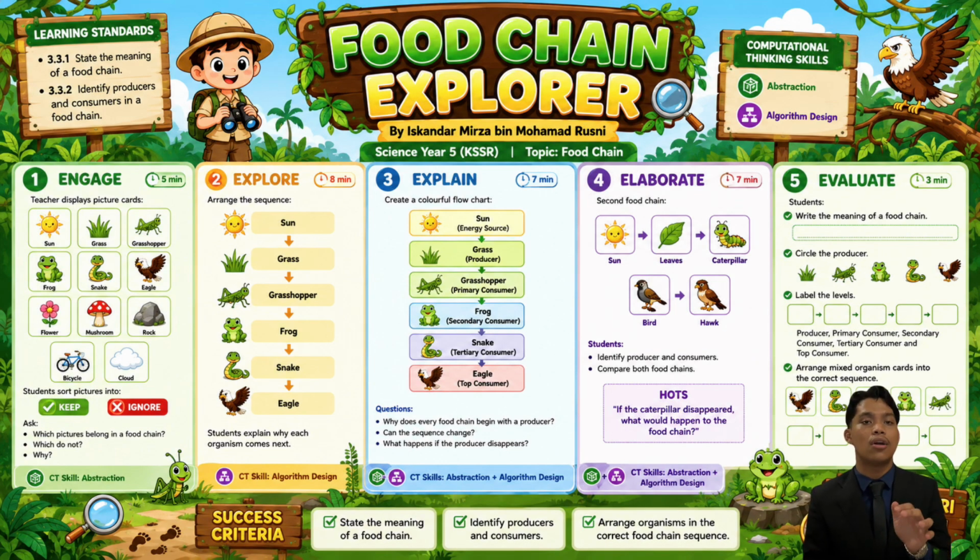They do not need to focus on irrelevant information such as the color, size, or habitat of the organism. By filtering out unnecessary details, pupils are able to understand the key scientific concept more clearly and effectively. This reduces cognitive load and helps students concentrate on the learning objective. The second computational thinking skill is algorithm design. Algorithm design refers to developing a logical sequence of steps to solve a problem or complete a task.